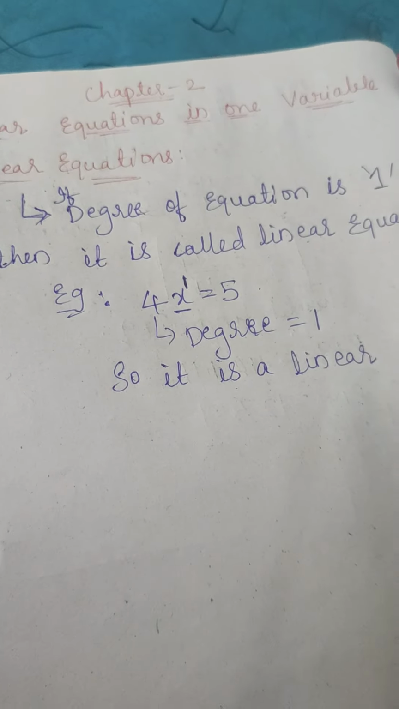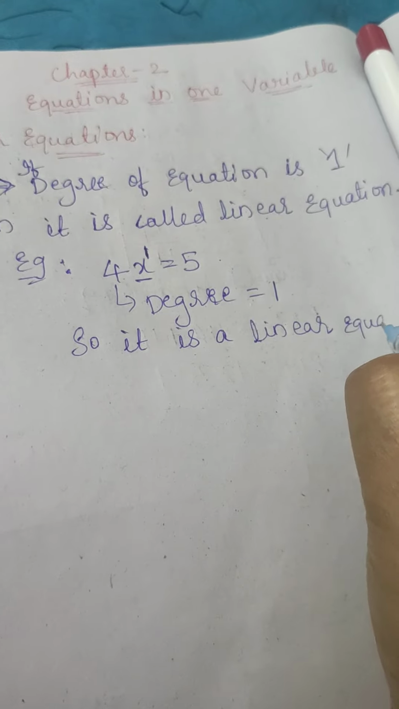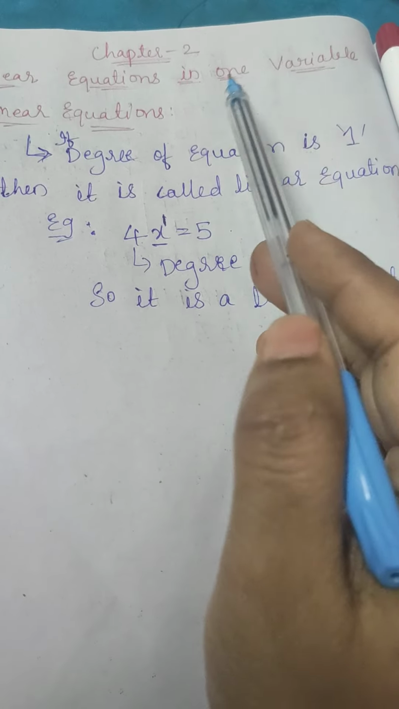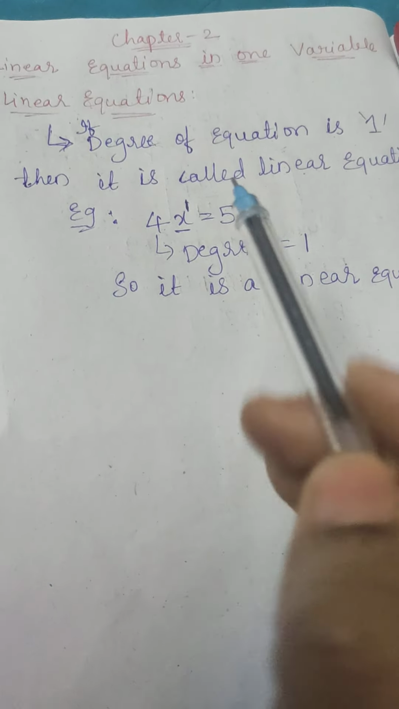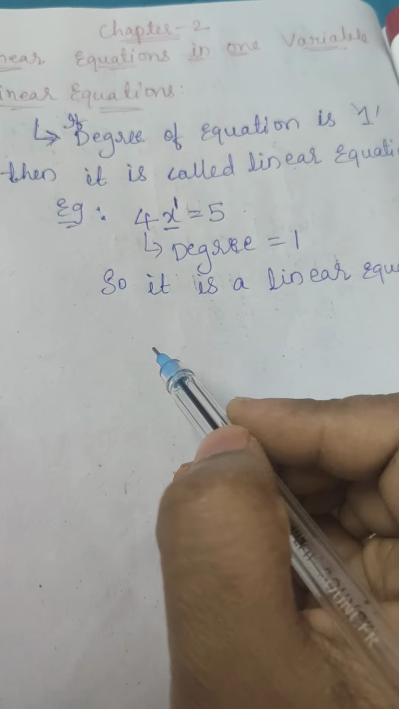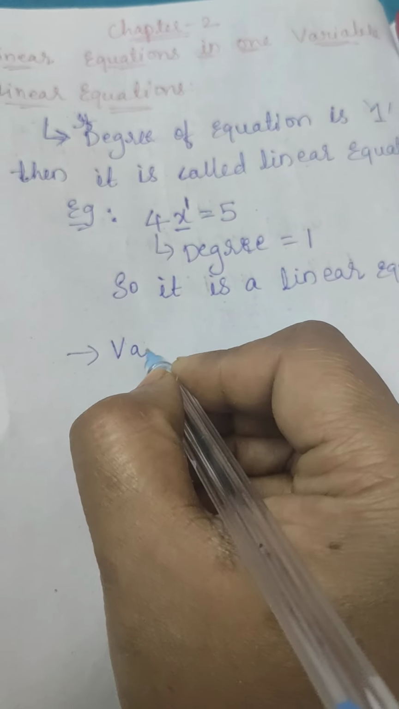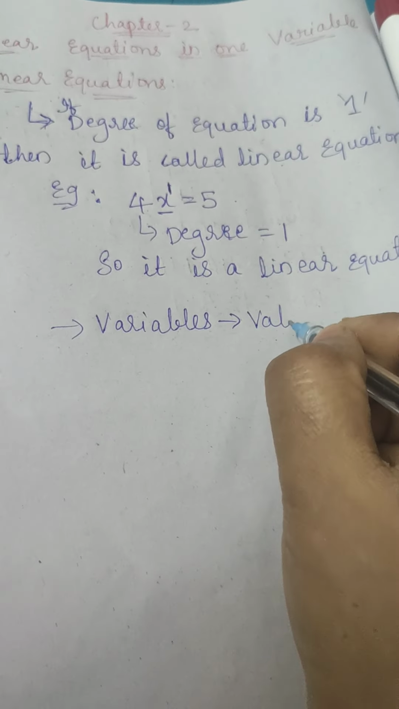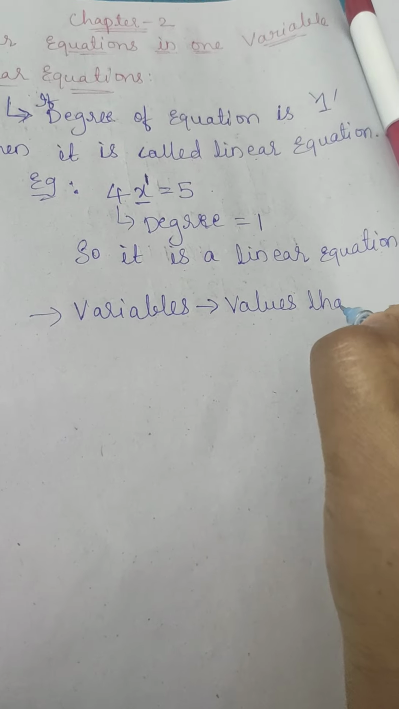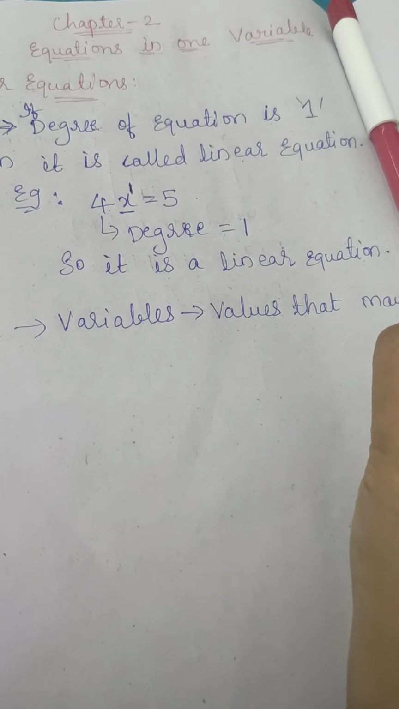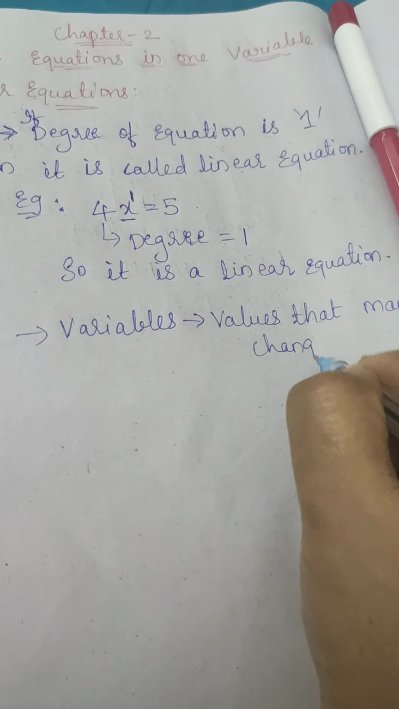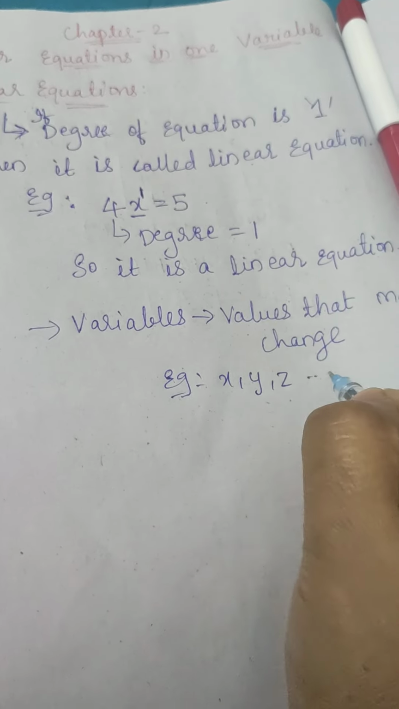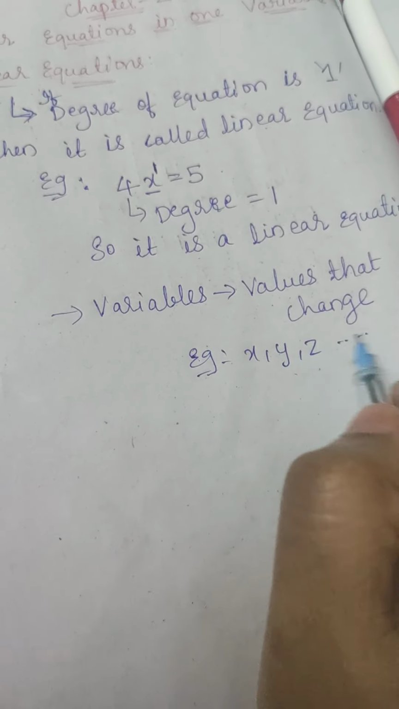Okay, what is then a linear equation in one variable? From the word itself, only one variable. It should have only one variable. What are variables and what are constants? Variables means the values that may change. X, Y, Z, all these are variables.